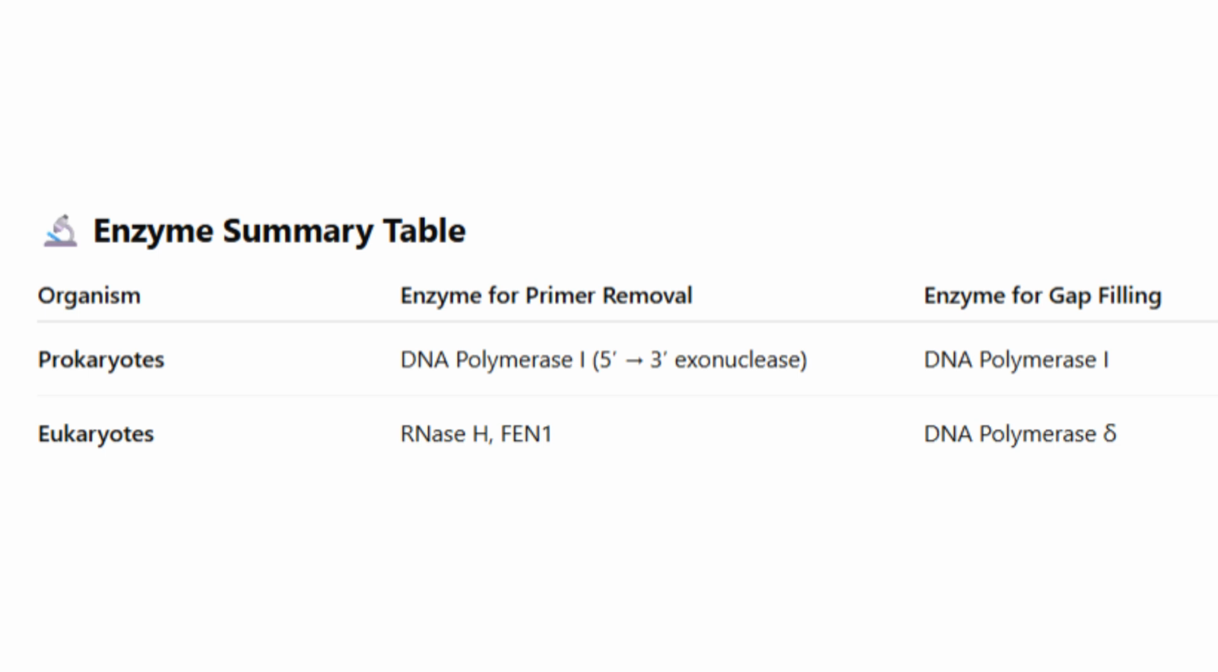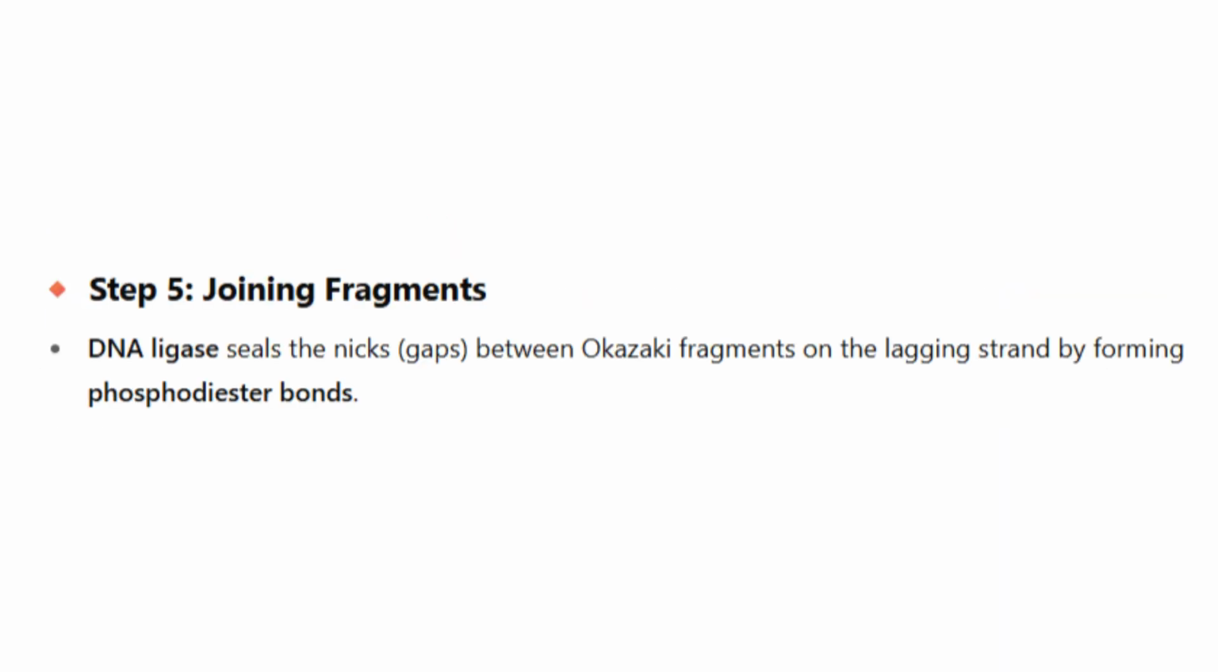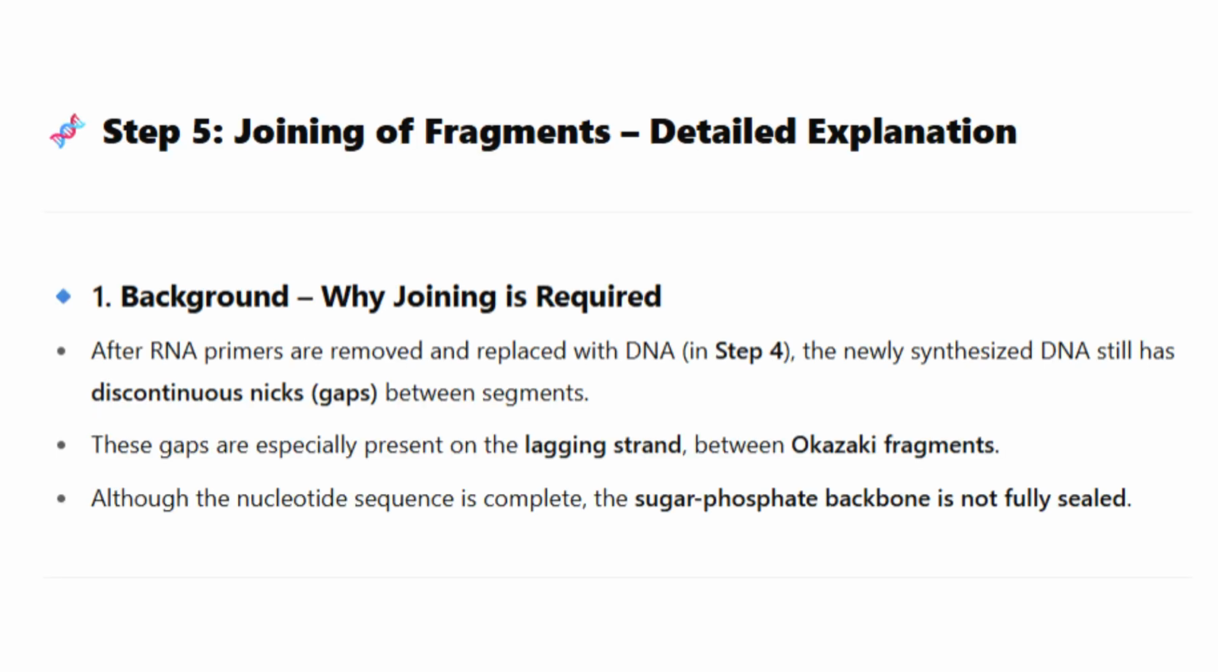Enzyme summary table. Organism, enzyme for primer removal, enzyme for gap filling. Prokaryotes: DNA polymerase 1, 5' to 3' exonuclease, DNA polymerase 1. Eukaryotes: RNase H, FEN1, DNA polymerase delta. Step 5. Joining fragments. DNA ligase seals the nicks, gaps, between Okazaki fragments on the lagging strand by forming phosphodiester bonds.